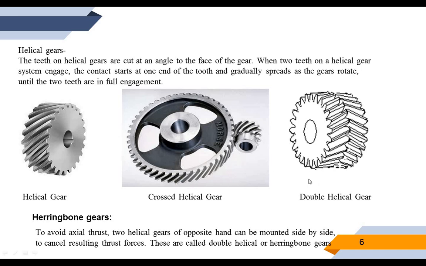The next diagram here is the double helical gear, which is also called a herringbone gear. To avoid the axial thrust, two helical gears of opposite hand can be mounted side by side to cancel the resulting thrust forces. These are called double helical or herringbone gears. You can see in this figure the two gears are of opposite hands, one having the left hand and the second gear having the right hand helix.